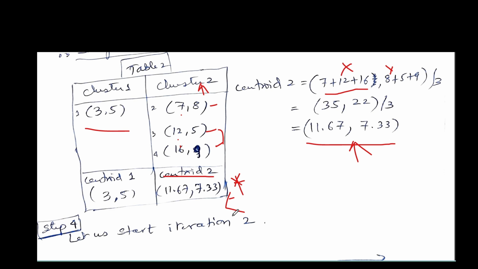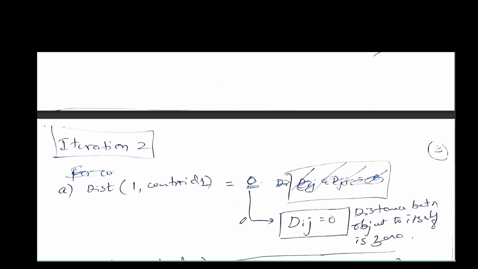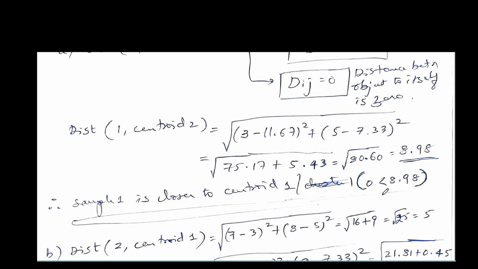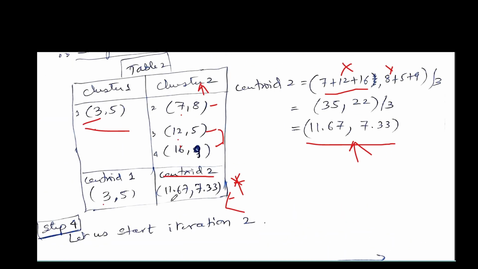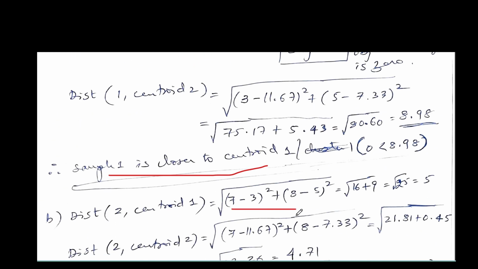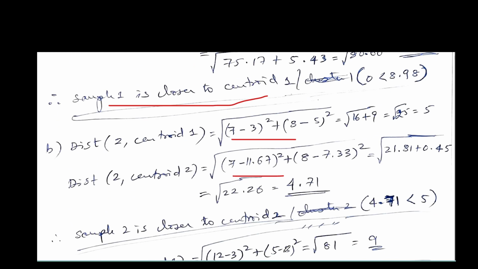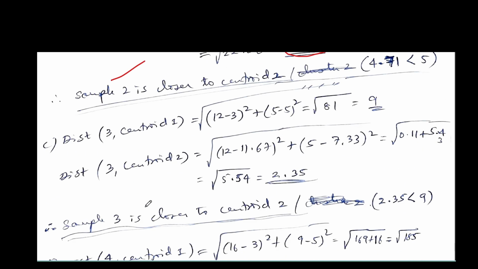On a similar basis we will calculate with the samples now. Now this 3 comma 5: the first distance would be 0, and from centroid 2 it is 8.9. So definitely sample 1 is close to centroid 1. Now with this centroid we'll calculate for 7 comma 8. Now again here 4.71 and 5. So for centroid 2, sample 2 is closer.